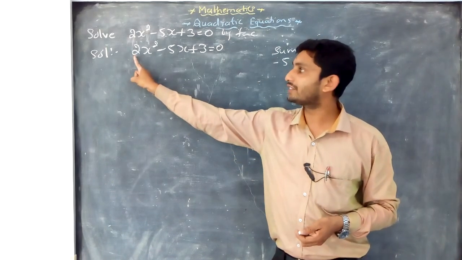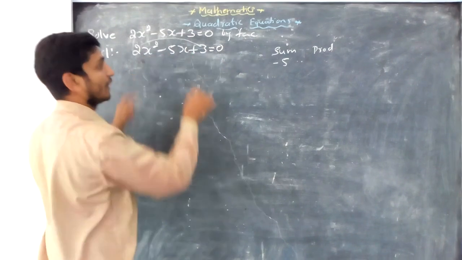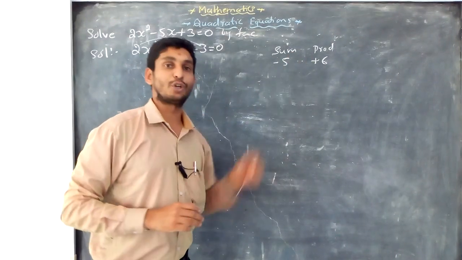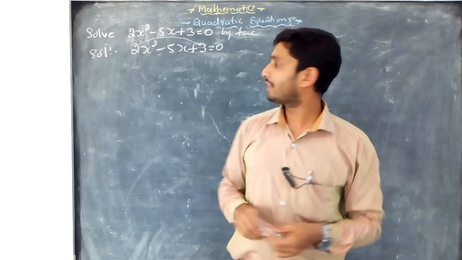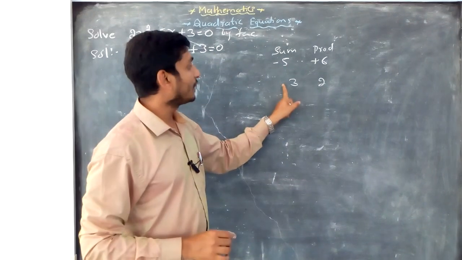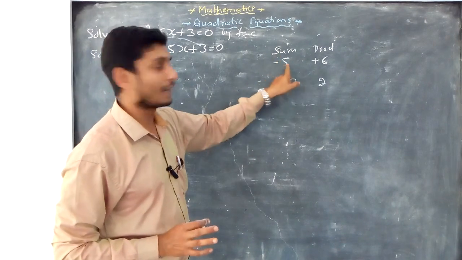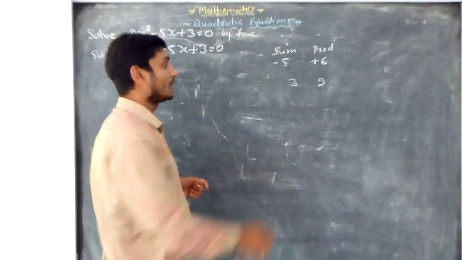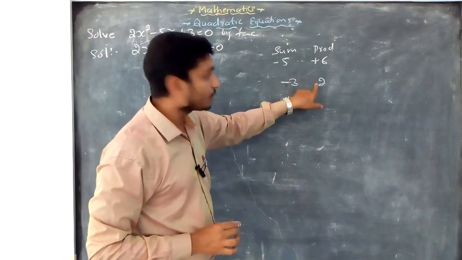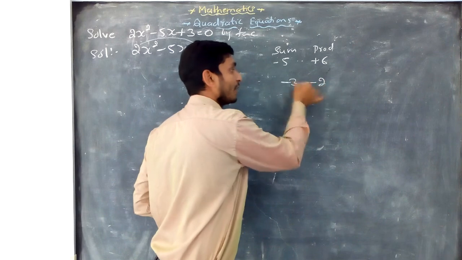With x square, a coefficient is there, 2 is there. That's why product should be 2 into 3, that is plus 6. Now you have to choose the multipliers. Sum should be 5, product should be 6. What are the multipliers? I think 3 and 2, because 3 plus 2 is 5, and 3 into 2 is 6. But the sign of the sum is minus, that's why the bigger number's sign should be minus. In these two, the bigger number is 3, that's why this should be minus. Minus into plus becomes minus, but it should be plus 6, that's why this must be minus 2.